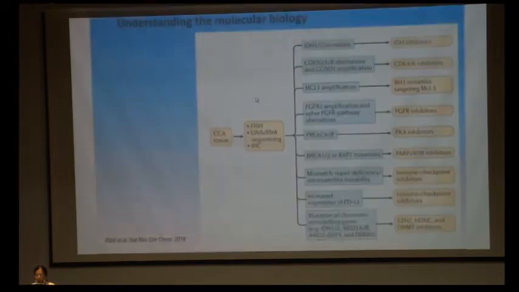So, understanding the molecular biology of these cancers is very important, as this has led to the formulation of a number of drugs. IDH1/2 mutations, we have IDH inhibitors. CDKN2AB, we have CDK4/6 inhibitors. Then FGFR2 amplification, FGFR inhibitors. PARP inhibitors, which are already being used for breast cancer. Then immune checkpoint inhibitors, as we know, for PD-L1 or MSI-high patients.